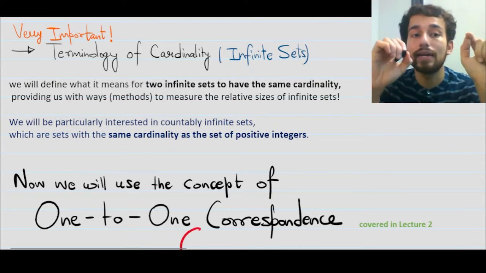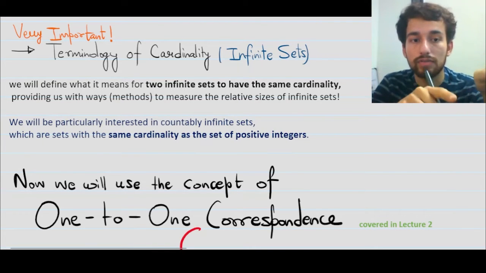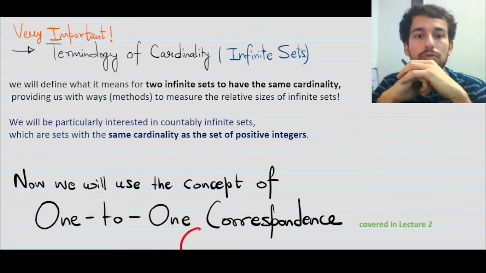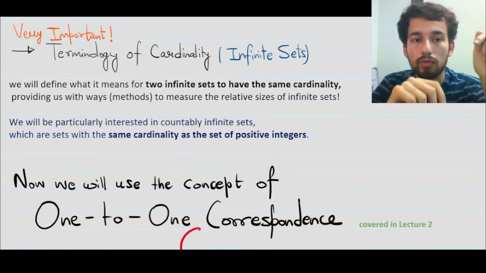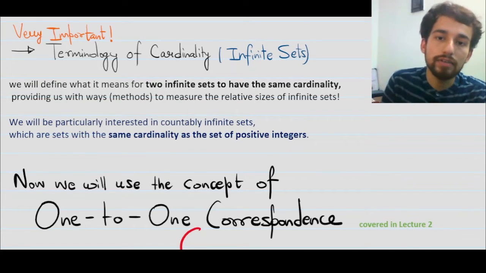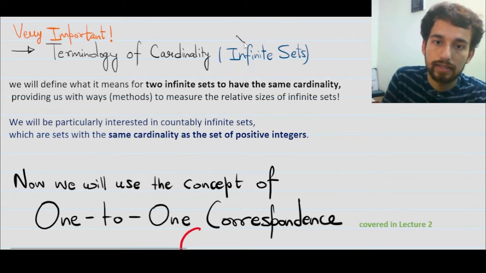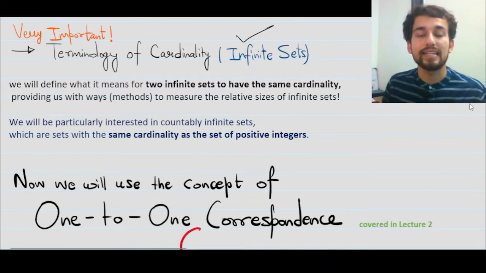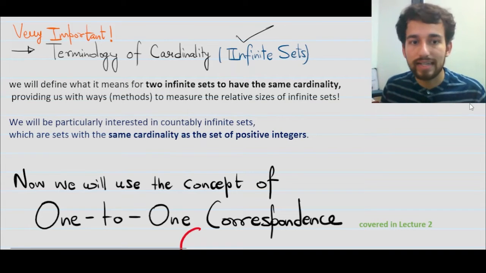I repeat again, try to understand this notion very carefully, because throughout the lecture it is going to be used. So now we are moving ahead with the concept of cardinality when we are dealing with infinite sets. Infinite sets. Now I know what an infinite set is: a set which is not finite is called an infinite set.